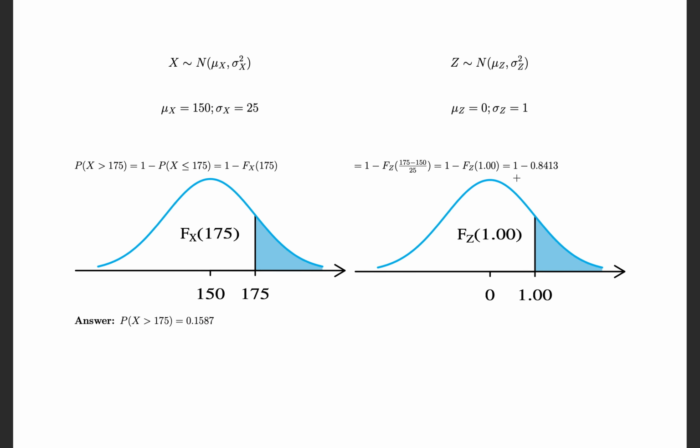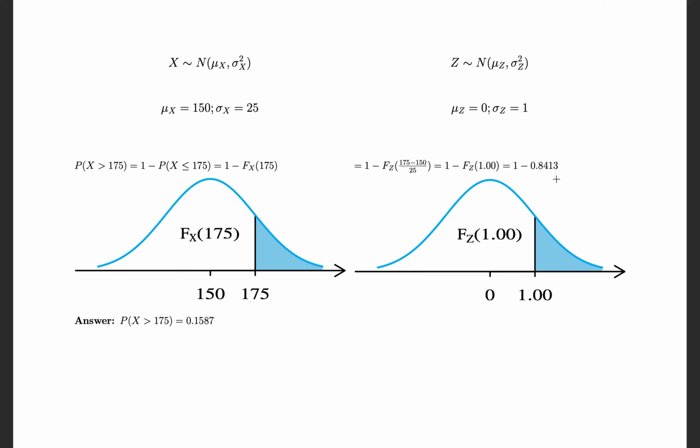So we had this area, 0.8413, and we want this area. So we take 1 minus 0.8413, and we get an answer to the original question. So the probability of x being greater than 175, the blue area, is 0.1587. That is 1 minus 0.8413.